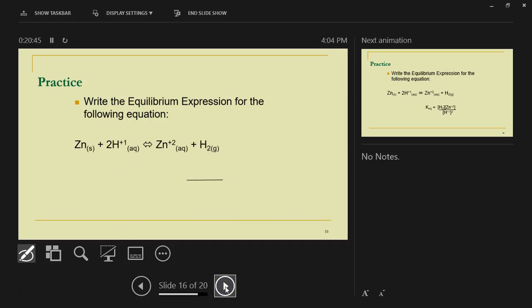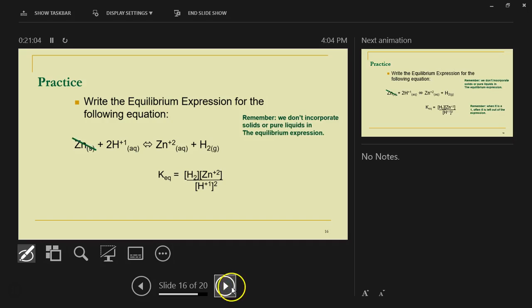Write the equilibrium expression for the following equation. Pause your video and write the equation. Okay, so hopefully you noticed that you needed to cancel out your zinc solid. Solids are not written in equilibrium expressions. It is the concentration of your hydrogen gas over the concentration of your zinc ions raised to the power of their coefficients, which were both 1s, over the concentration of your hydrogen ions raised to the power of your coefficients, which here was a 2.